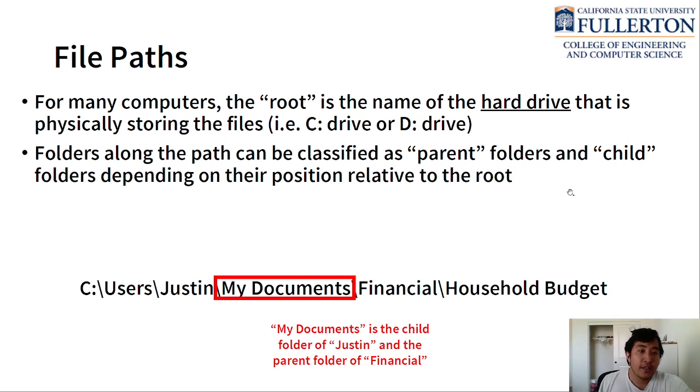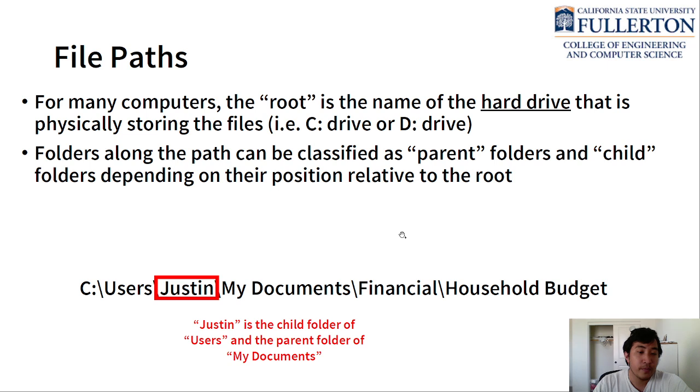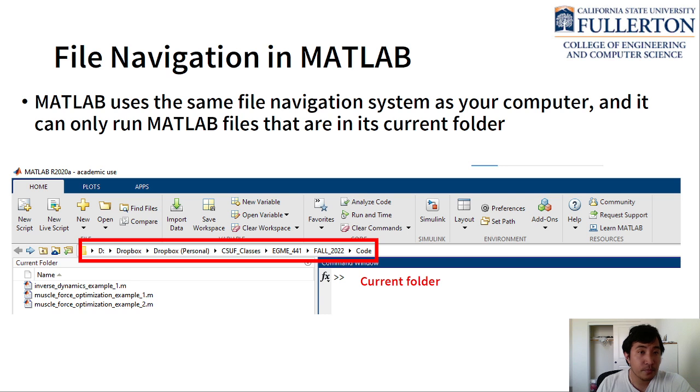Okay. And so folders are often classified as either a parent or a child folder. And so a parent folder is one that's one level up compared to one down. And the child folders are the ones subsequent to that, right? So as an example, this My Documents folder is the child of the Justin folder because the Justin folder is closer to the root. But meanwhile, it's also the parent of the financial folder because it's closer to the root than financial, right? And then you can say the same things for the Justin folder as well, okay?